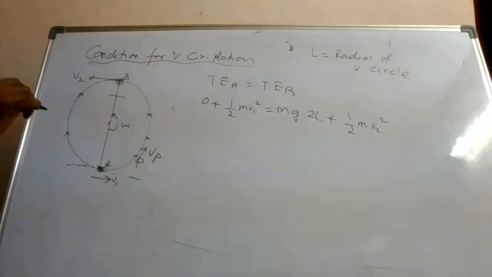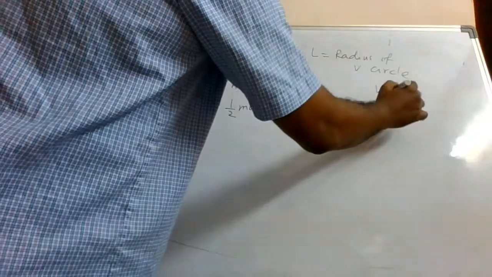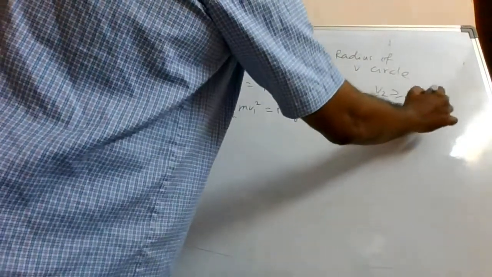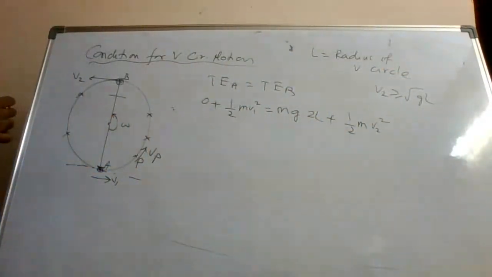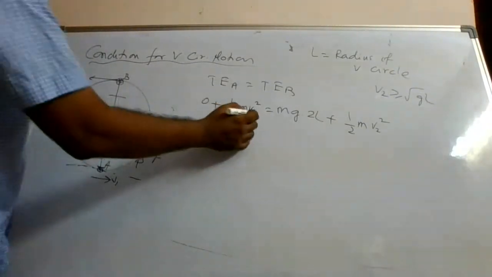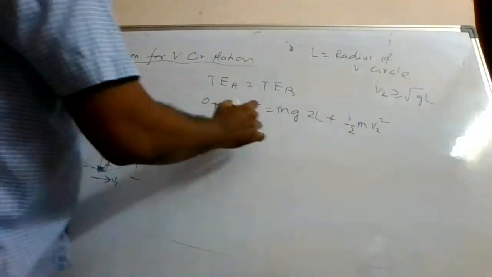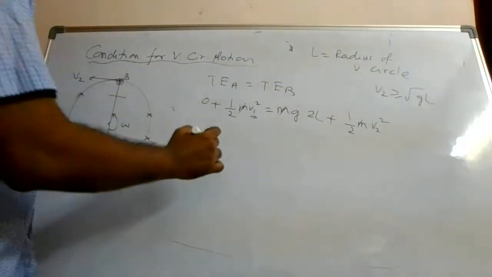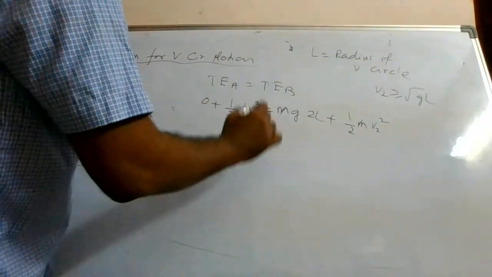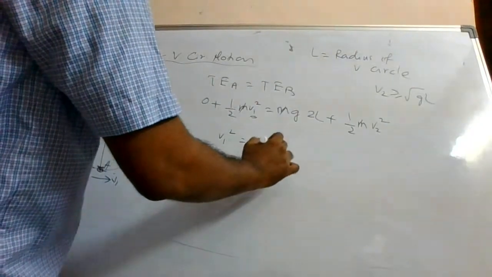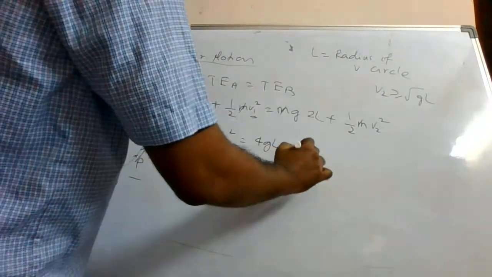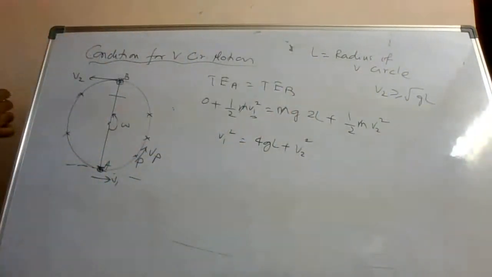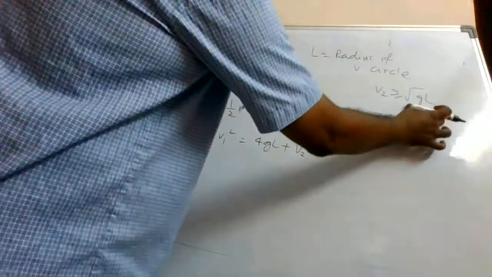and v2 square we have just now determined that v2 square should be greater than or equal to g L. Alright, what are we trying to find out? We are trying to find out this v1 value. So cancel out m's, alright, and multiply with 2. So v1 square will be equal to 4gl plus v2 square. Alright. So v2 the minimum value is gl.